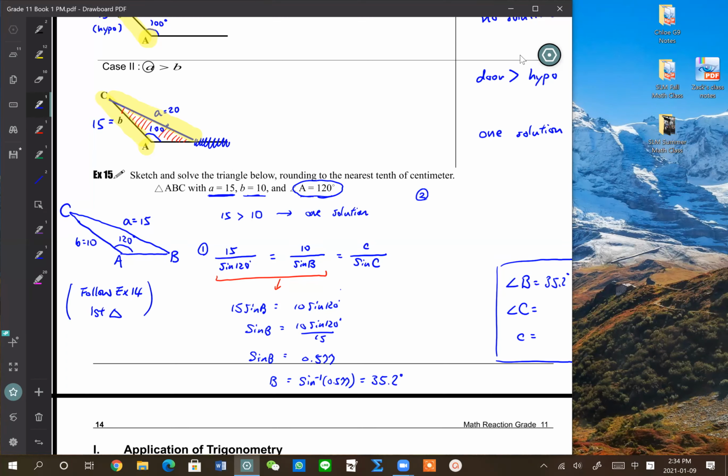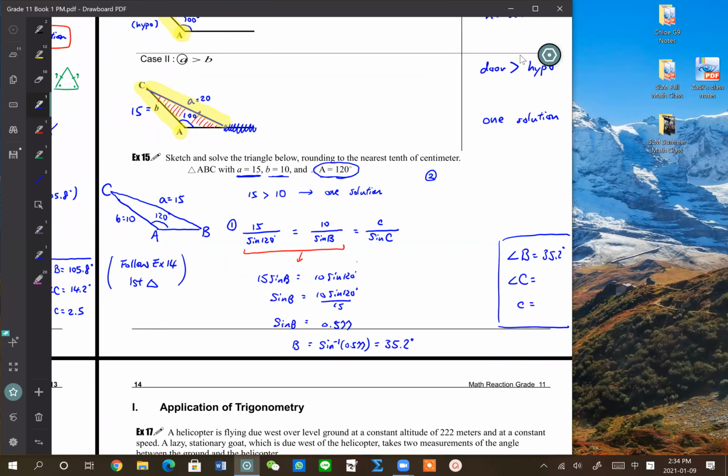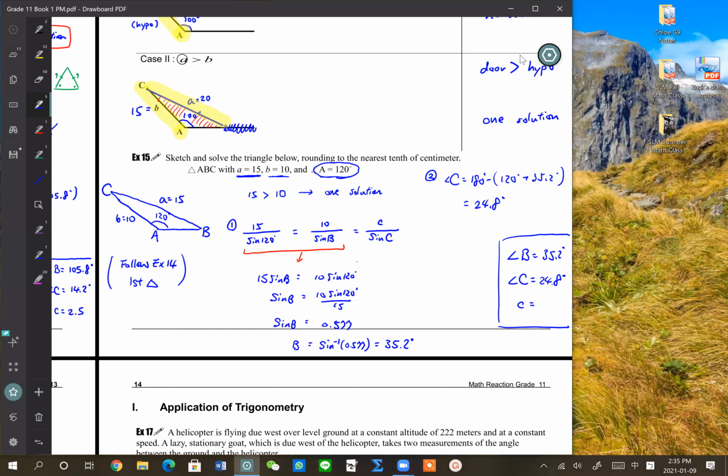Okay, Marcus, can you help us find angle C? Have you found it yet? Yes, 24.8. How did you find it? Can you tell me the steps? 120 plus 35.2, and then minus from 180. Okay, so 24.8. Anyone else got different? Should be okay.